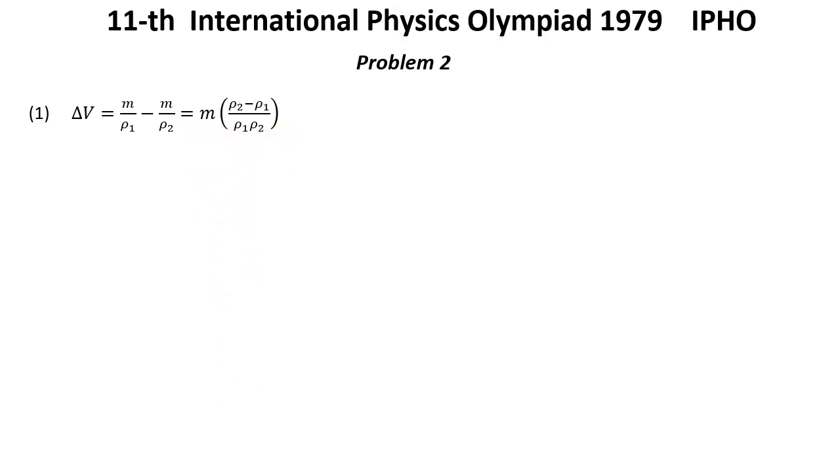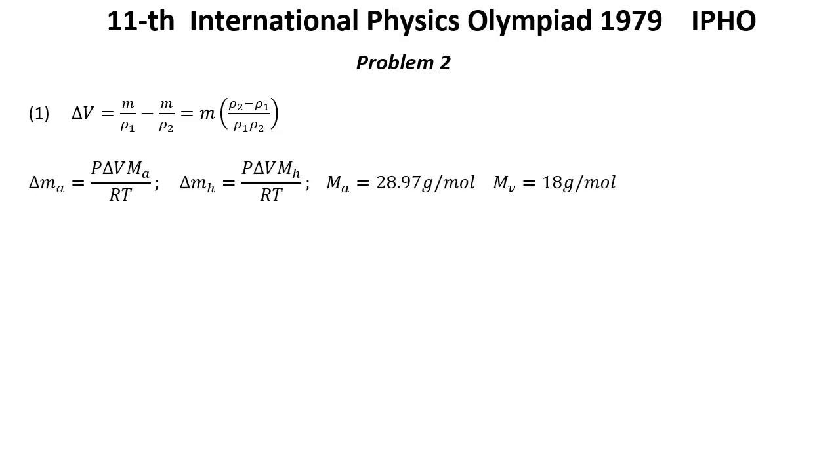In that case, the mass difference can be found from the ideal gas equation of state in dry air and in humid air. In dry air, we have delta MA equal P delta V multiplied by MA over RT, where MA is the molar mass of dry air, and for humid air we have delta MH equal P delta V MH over RT, where MH is the molar mass of humid air. Also, MV is the molar mass of water vapor. So, in humid air, its molar mass is equal to this expression due to proportionality.